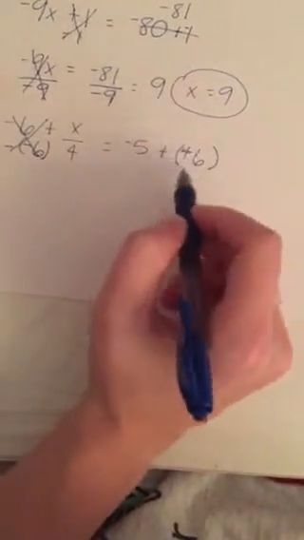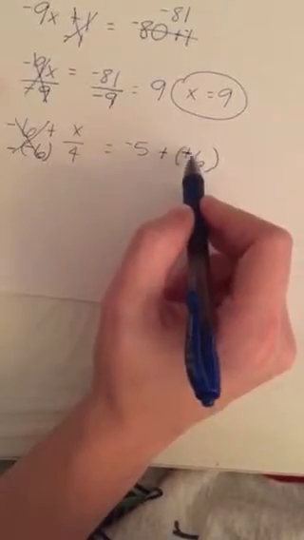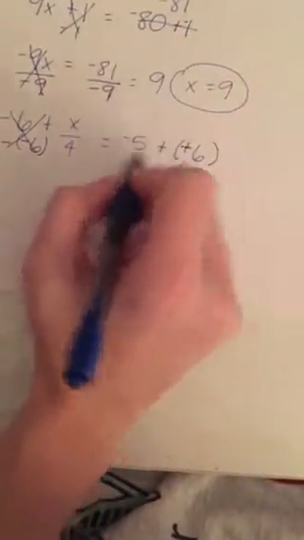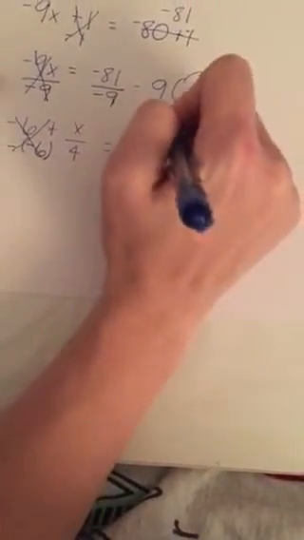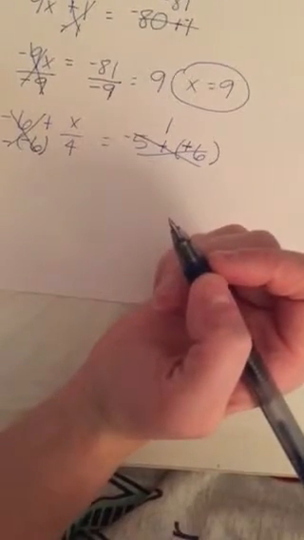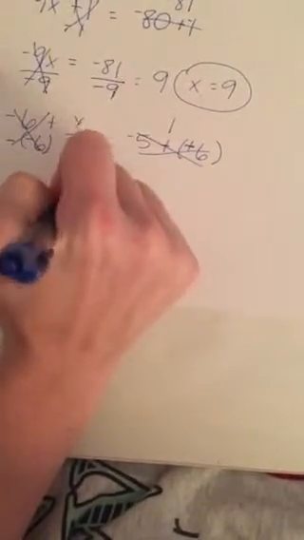And you keep the sign of the larger number, which is going to be positive 6. It's the larger number, so your sign for your answer is going to be positive. So 6 minus 5 is what you're ultimately doing, and that is a 1. It's going to be positive. So now we have x divided by 4 equals 1.